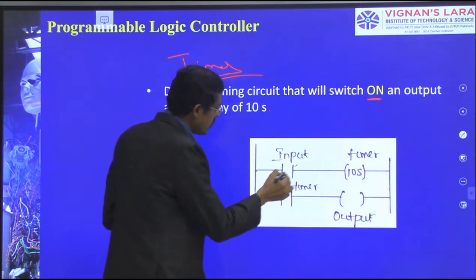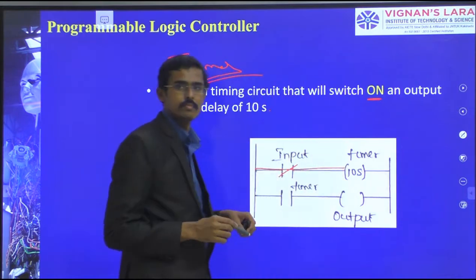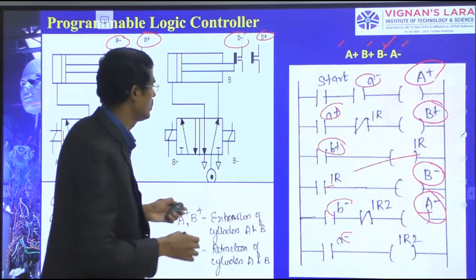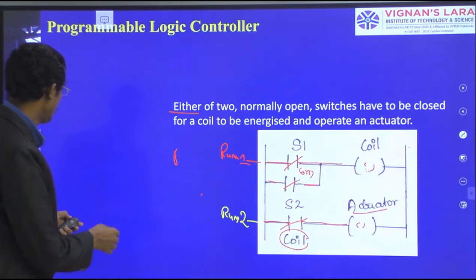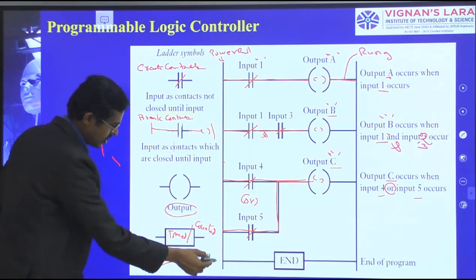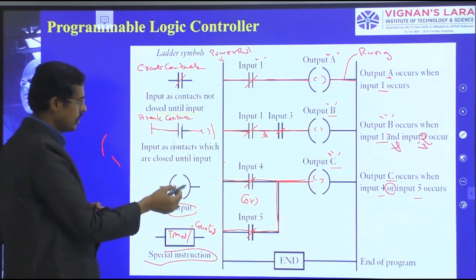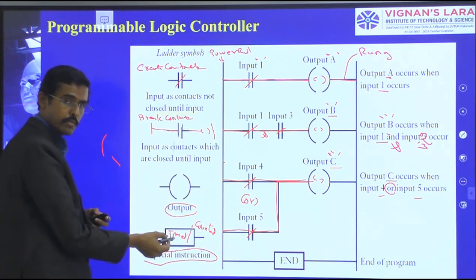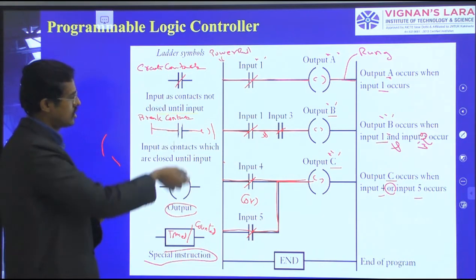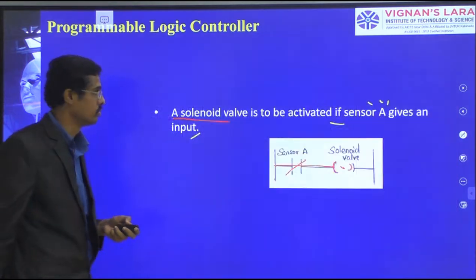I have given an input and the circuit is going to the timer, which is a special function we have seen in the earlier slides. We have a brake contact, we have a contact, a coil, and the special functions of timer and counter. We have seen all this, and we are now discussing the timer and counters.